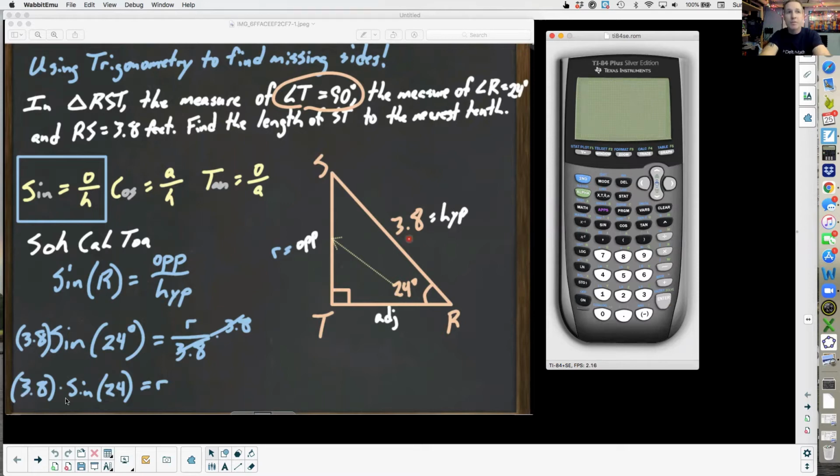So this is what I want to plug into my calculator. It's just 3.8 times the sine of 24. So here's sine of 24. Close my parentheses, enter, and I get 1.5455.